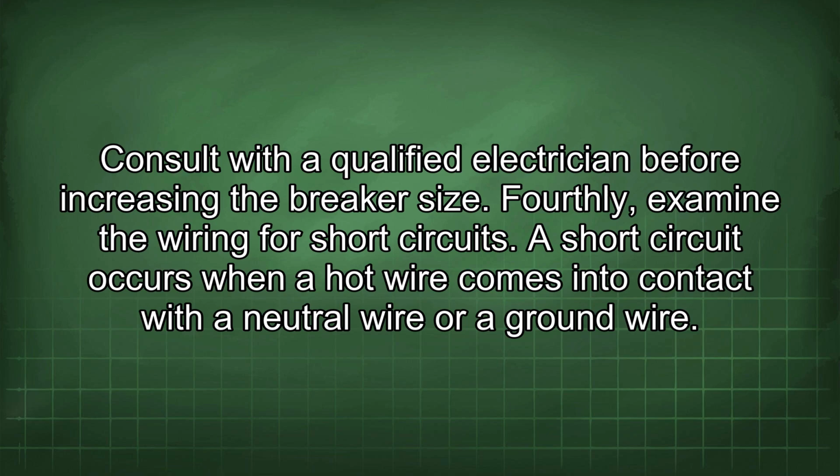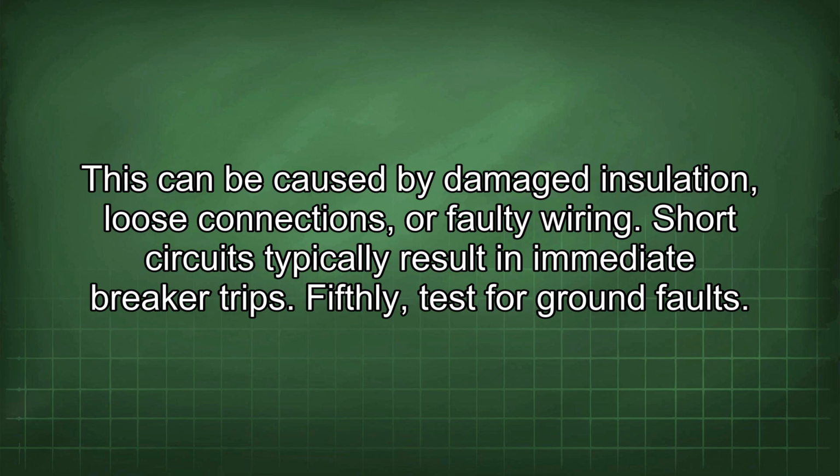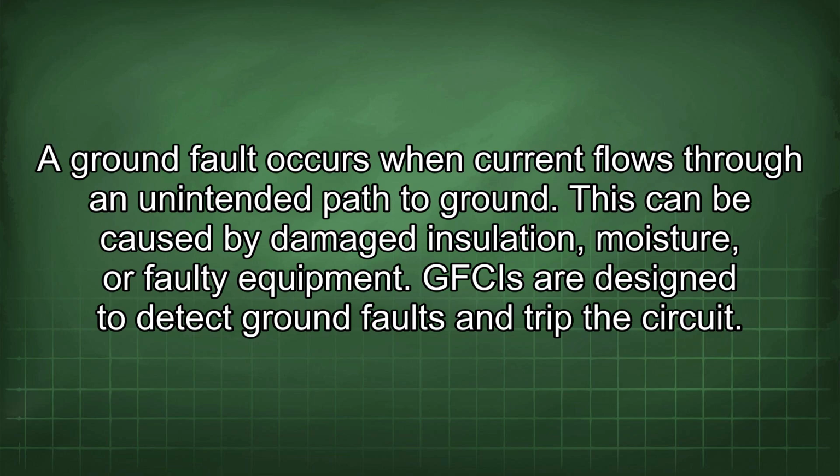Fourthly, examine the wiring for short circuits. A short circuit occurs when a hot wire comes into contact with a neutral wire or a ground wire. This can be caused by damaged insulation, loose connections, or faulty wiring. Short circuits typically result in immediate breaker trips. Fifthly, test for ground faults. A ground fault occurs when current flows through an unintended path to ground. This can be caused by damaged insulation, moisture, or faulty equipment. GFCIs are designed to detect ground faults and trip the circuit.